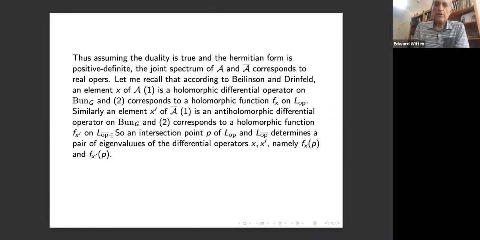So an intersection point P of L O-pair and L O-pair bar determines a pair of eigenvalues of the differential operators x and x prime, namely f sub x of P and f sub x prime of P. And the claim is that that's the joint spectrum of the commuting Hitchin Hamiltonians.